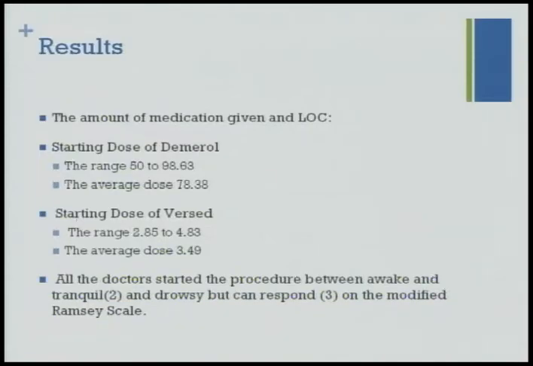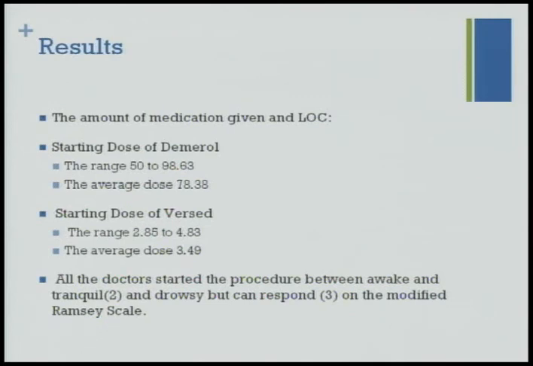Results. From this study, it was found that the starting dose of Demerol ranges from 50 to 98.63, with an average dose being 78.38. And the starting dose for Versed ranges from 2.85 to 4.83, with an average dose of 3.49.